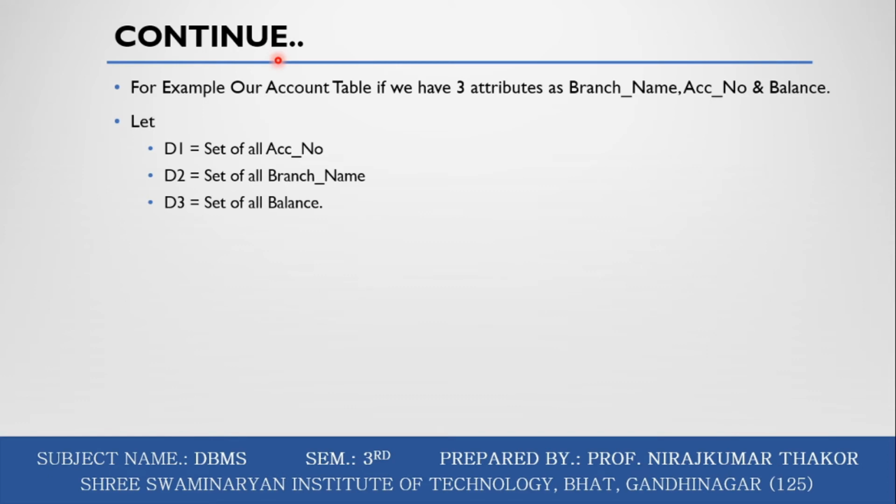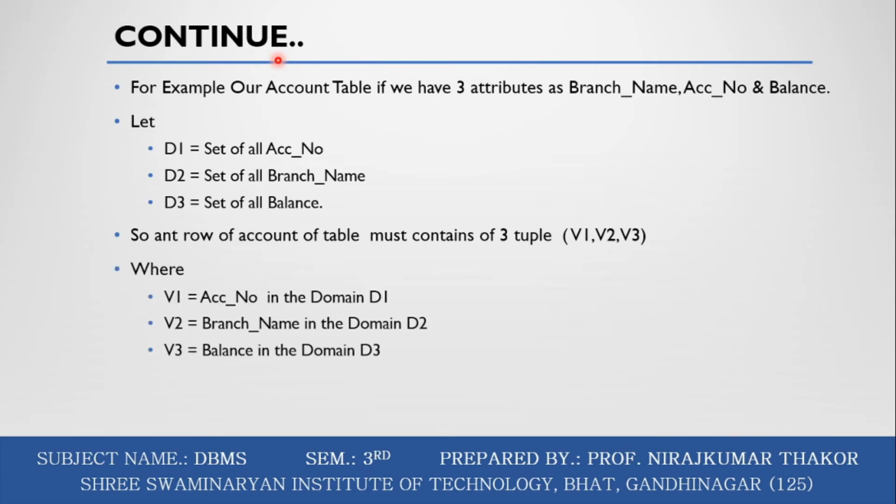Let's see, D1 is equal to the set of all account numbers, D2 is equal to the set of all branch names, and D3 is equal to the set of all balances. So a row of the account table must contain the three values V1, V2 and V3. V1 is equal to the account number in the domain D1, V2 is equal to the branch name in the domain D2, and V3 is equal to the balance in the domain D3. Okay, so these three are the tuple.